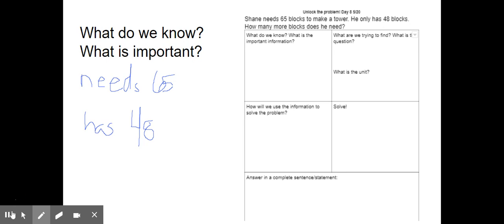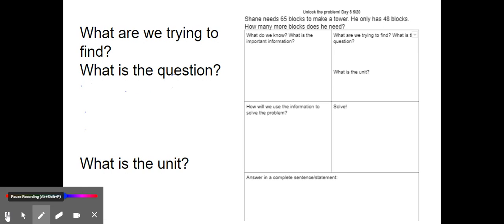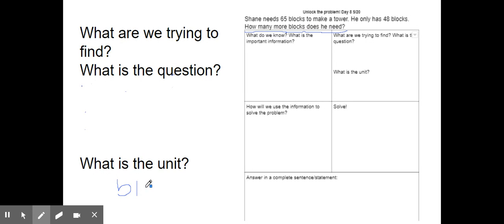Let's keep going. What are we trying to find? What is the question? I'm going to underline the question. How many more blocks does he need? We are trying to find how many more blocks Shane needs to build his tower. What is the unit? Take a minute to think. What are we talking about in this problem? The unit is blocks. We are talking about how many blocks Shane needs to build the tower. So that is our unit today.